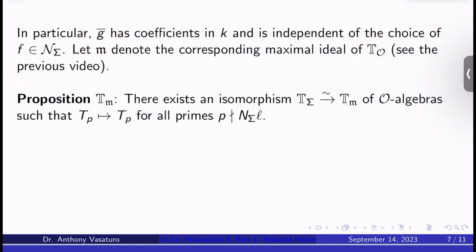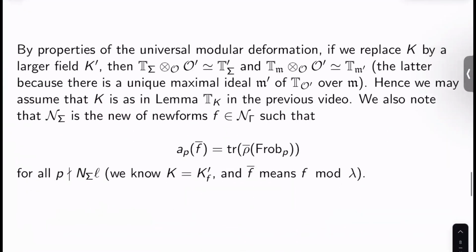Okay, here's the main result of the video. We'll call it Proposition T sub M. There exists an isomorphism from T sub sigma to T sub M. This is an isomorphism of O-algebras. And as a matter of fact, T_P gets sent to T_P for all primes P that don't divide N sub sigma times L. So let's prove this.